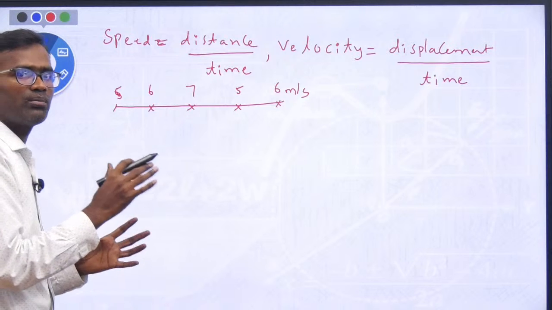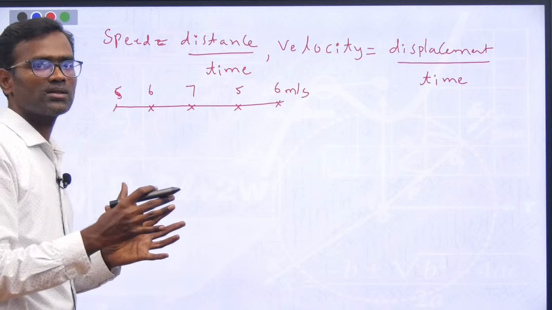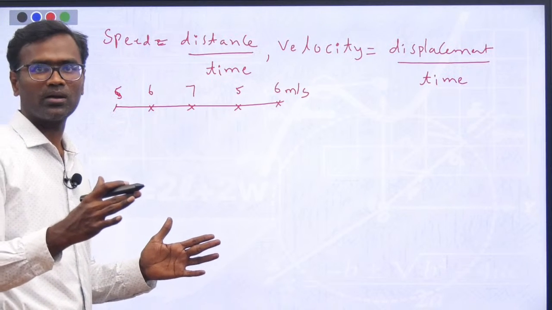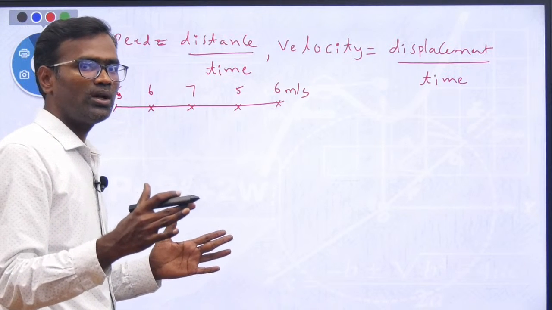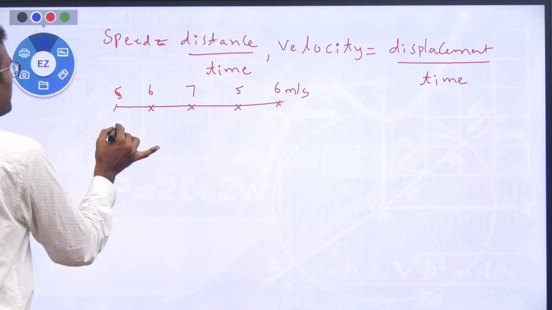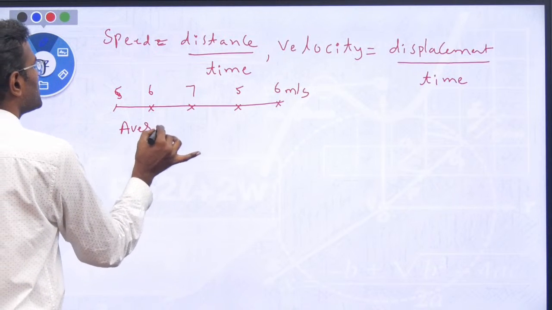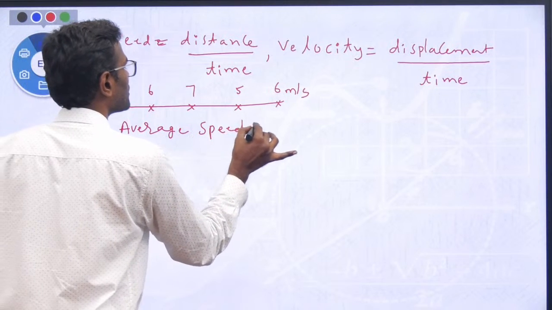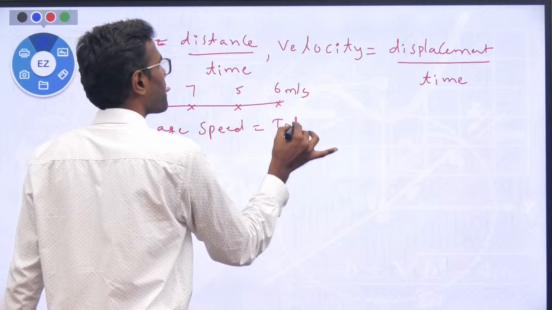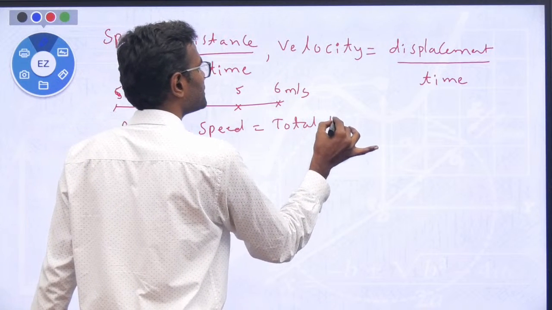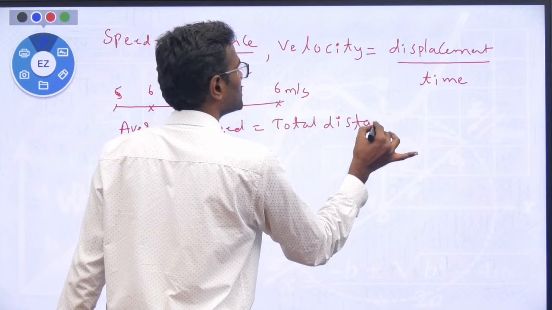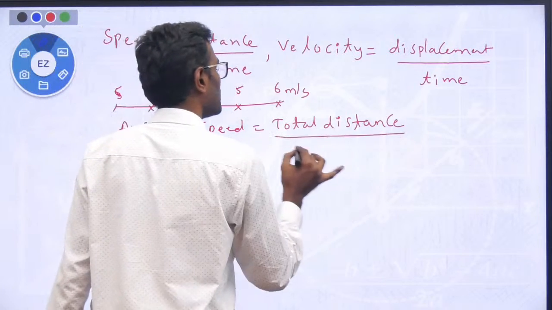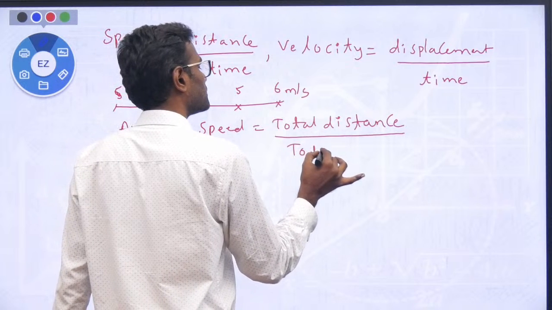For that we gave one basic formula in the last class: the total distance covered by total time taken. So average speed equals total distance covered by total time taken.